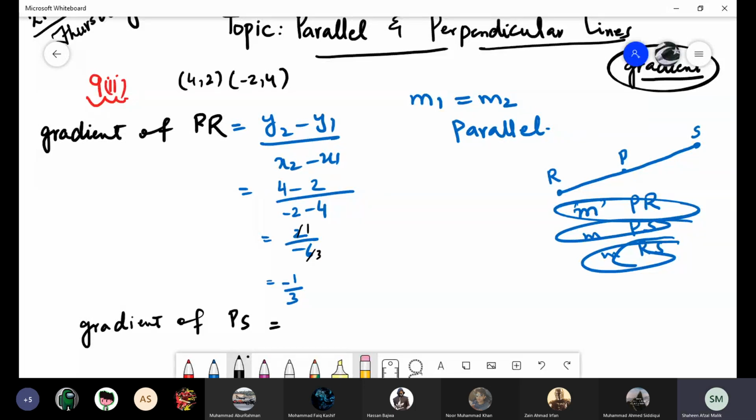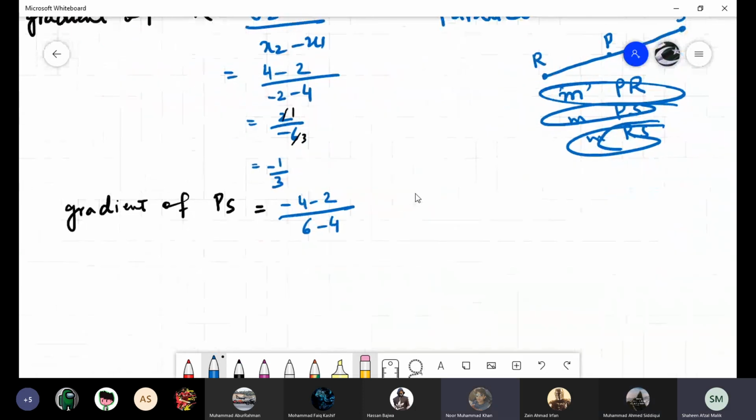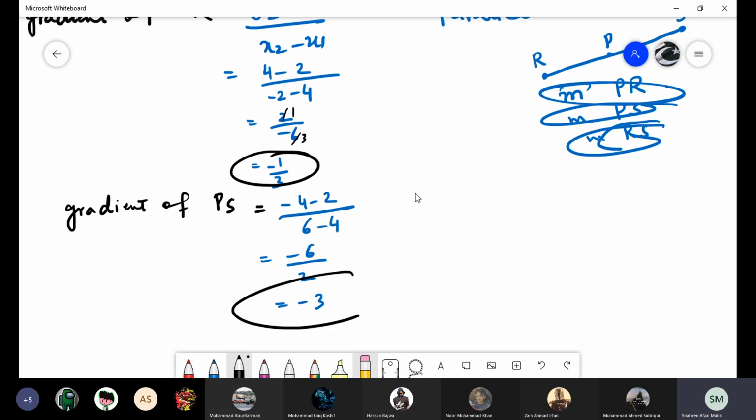Find out the gradient of PS. What is S? S is 6 and negative 4. Yes. So find out the gradient, I'm not writing the formula, just substituting the values quickly. Minus 4 minus 2, and then 6 minus 4. Yes, ma'am. Okay, so simplify this one. Minus 6 divided by 2. So what it will be? Minus 3. Yes.